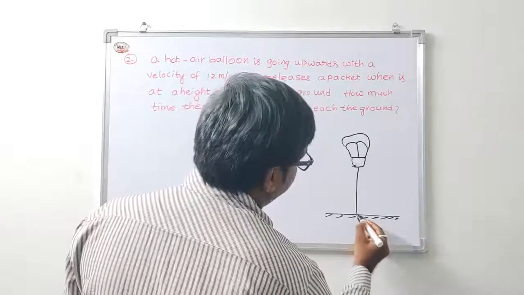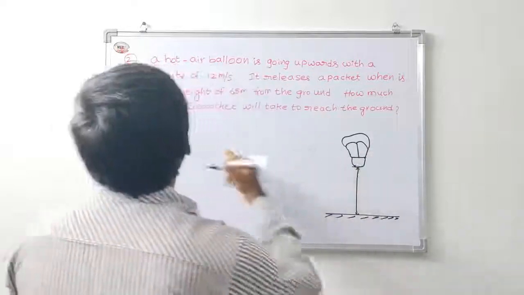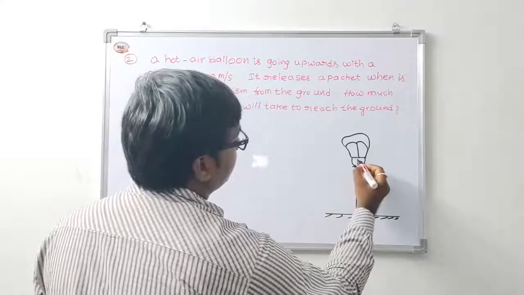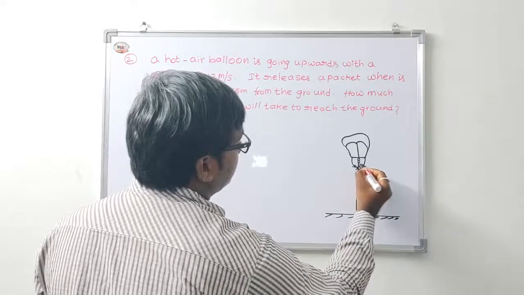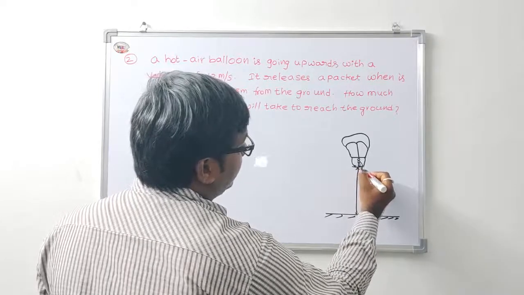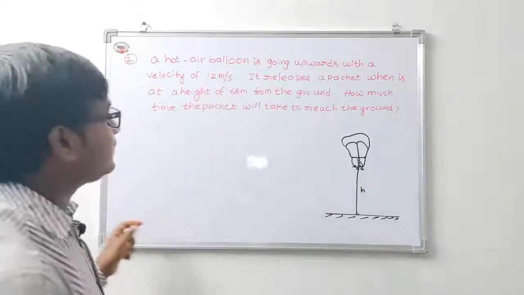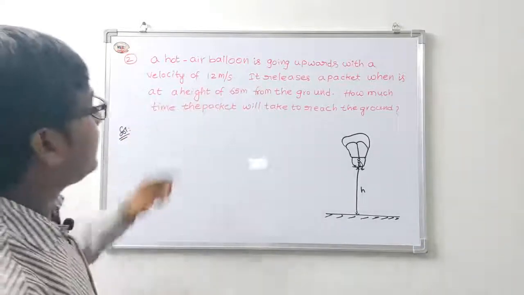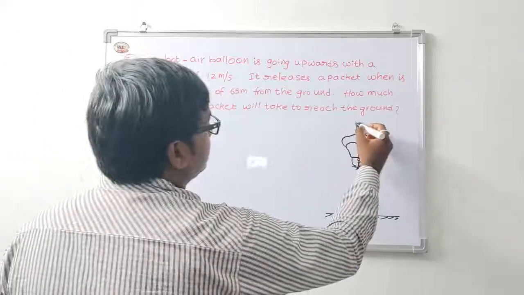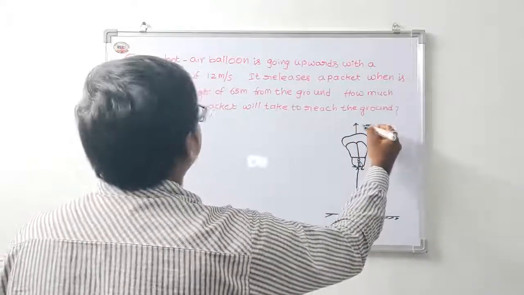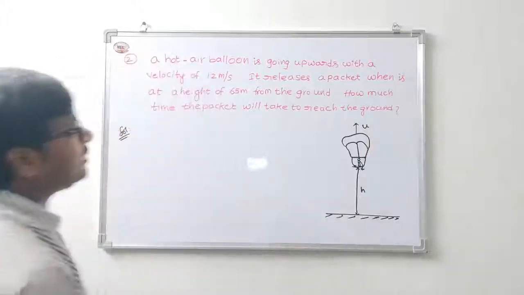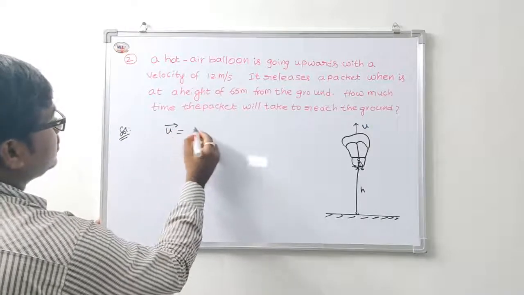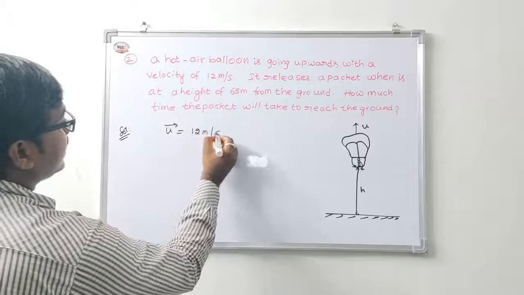The maximum height, that is, when at a height of 65 meter, this is the height. So when a person is there, the packet is released from a certain height. Okay, first write the given data. The hot air balloon is rising upwards with a velocity. The first velocity is the initial velocity. Then the initial velocity is equal to 12 meter per second.